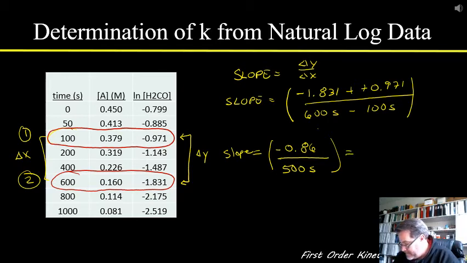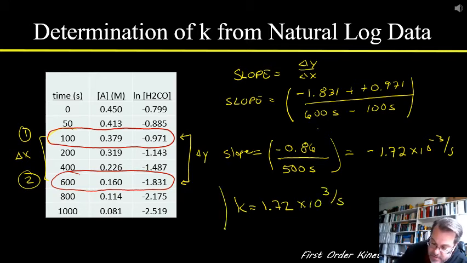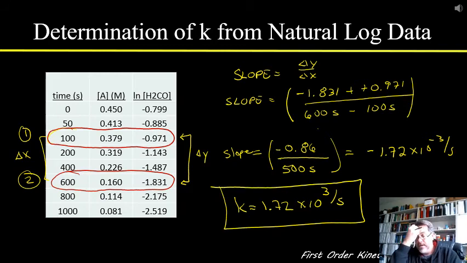And when we divide them, we get negative 1.72 times 10 to the minus 3 per second. Okay, and remember, the slope of the line is negative, so that's why we're getting a negative value here. But k is negative the slope, so you just change the sign, and this means that k is 1.72 times 10 to the minus third reciprocal seconds. Okay, lovely. And that's the same value we got yesterday, which is wonderful.